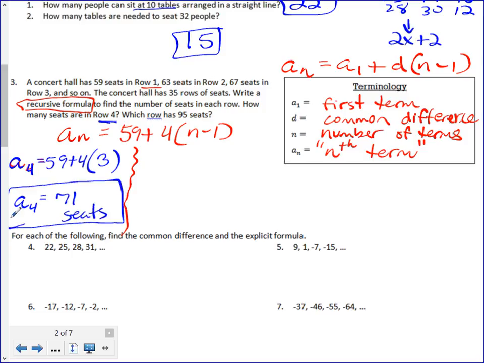Okay. So just before we get too far and finish it up, let's review what we've done. First, we wrote the formula. We used the nth term is equal to the first number, which was 59 seats, plus the common difference times 1 less than the number, or n minus 1.